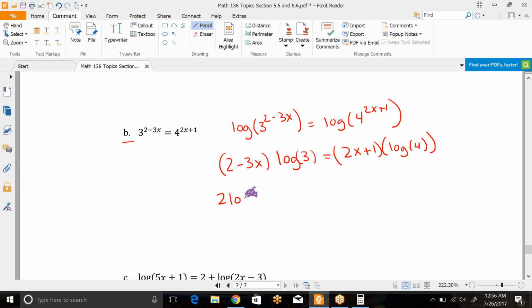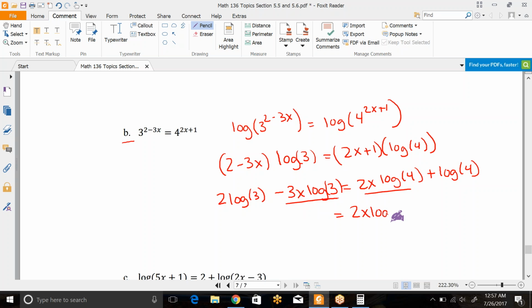We will need to distribute the logs to each of these binomials. So this will be 2 log 3 minus 3x log 3. This will be 2x log 4 plus log 4. Okay, your next idea is to get the parts that have x on the same side together, and then the parts that don't have x go on the other side. So I'm going to add this 3x over. So 2x log 4 plus 3x log 3. This log of 4 is going to move to the left side, so this will be 2 log 3 minus log of 4.